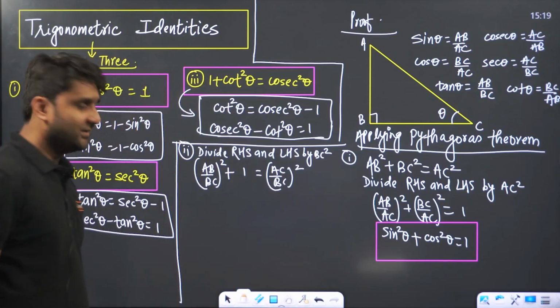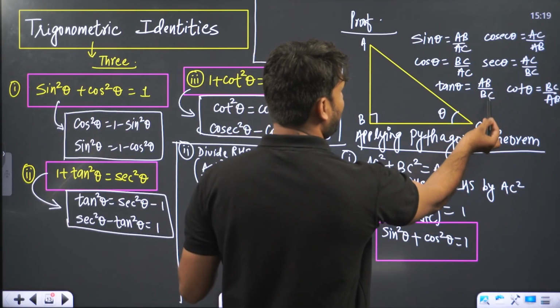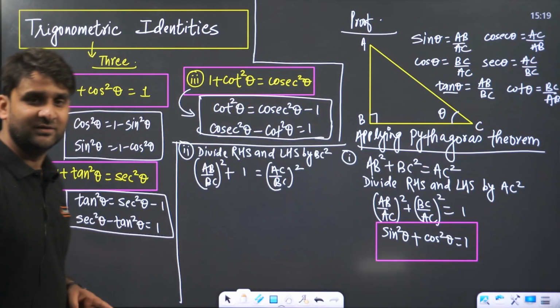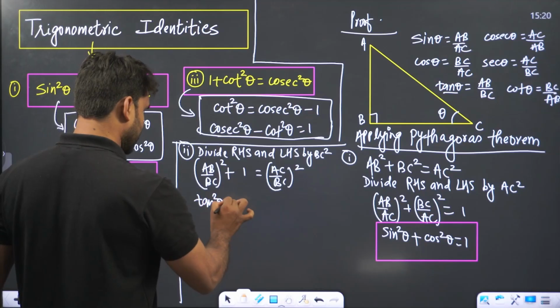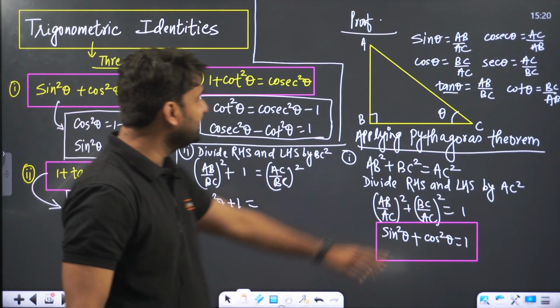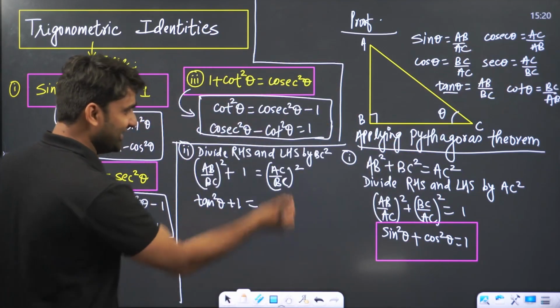Clear everyone? AB by BC is equal to tan theta. So we can replace it, and this will go in tan square theta plus 1. And this is AC by BC. Where is AC by BC? AC by BC is sec theta. Wow. And it is in a square form.